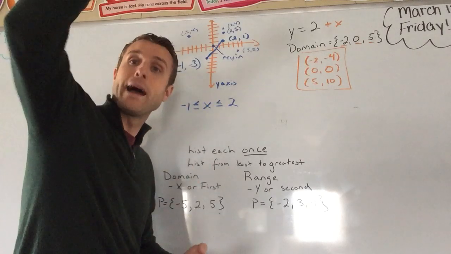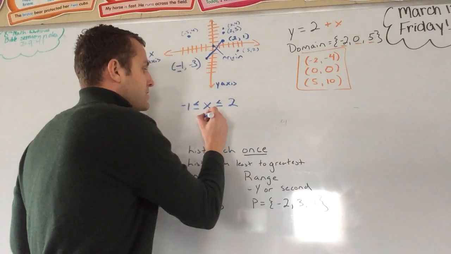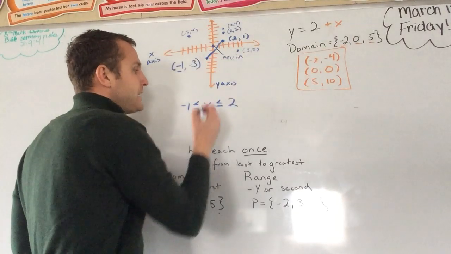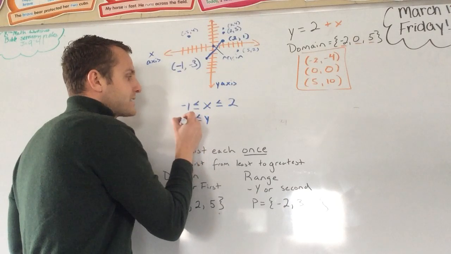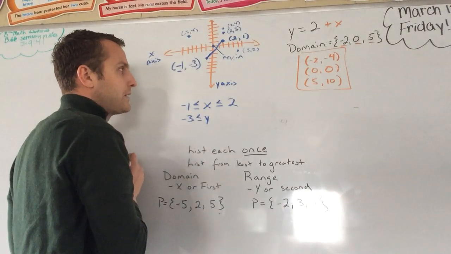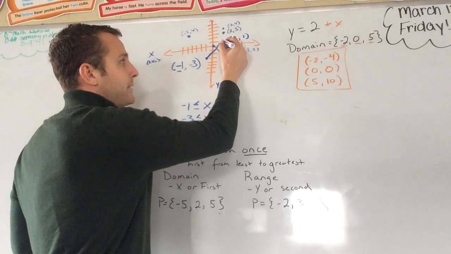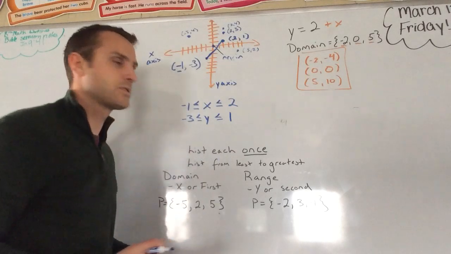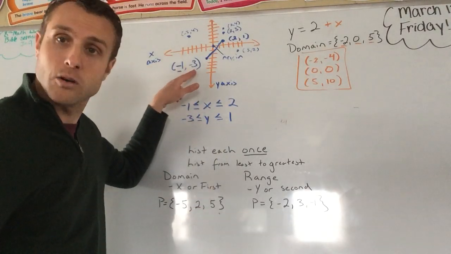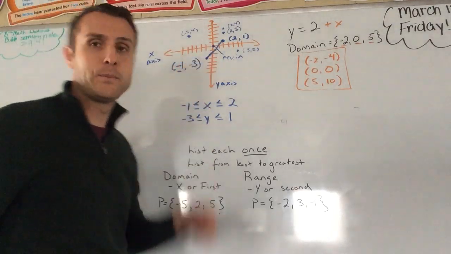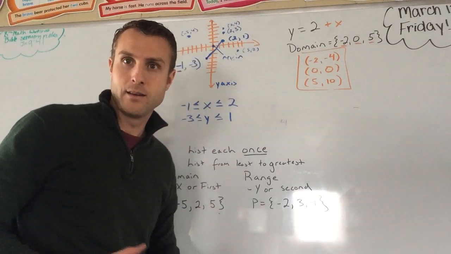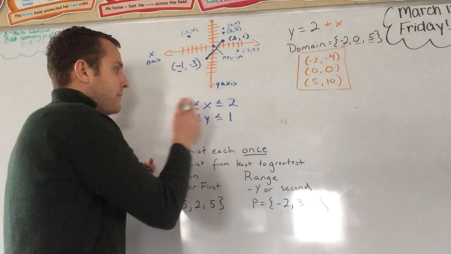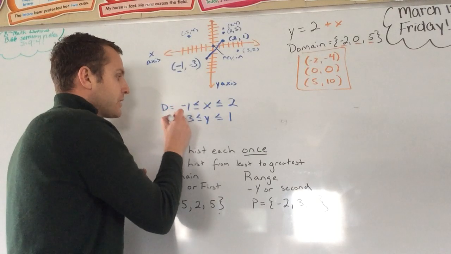How about y's? Remember, y's are up and down. So what is the lowest my line goes? Well, the farthest down is -3. So I know that y has to be greater than or equal to -3. How far up does the line go? It goes all the way up to 1. So y can be less than or equal to 1. So I take my smaller y and I go all the way up to my bigger y. And that tells me what the domain and range of this line is.